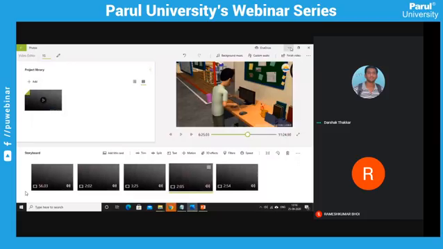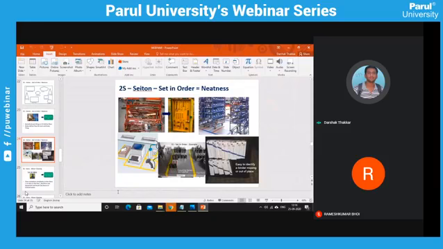Right. So I hope you have understood what set in order is. We have just covered that the first one is sorting, which means removing the unnecessary things from our work area. The second one is set in order. Whatever necessary things are available with us, we have to arrange in a defined place. So it will help to identify things during the work, right?